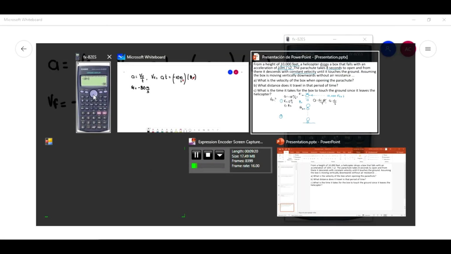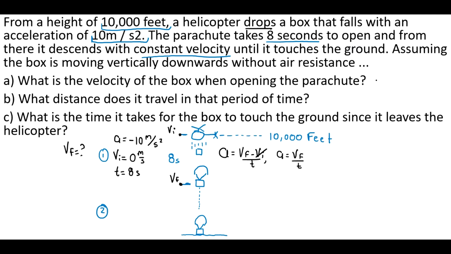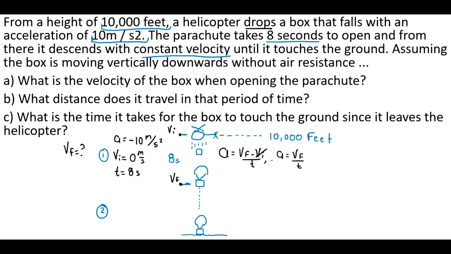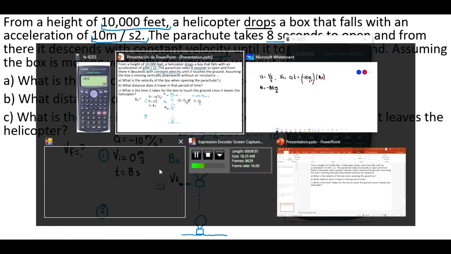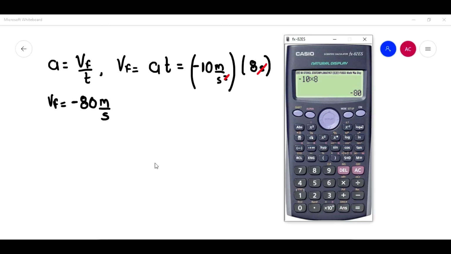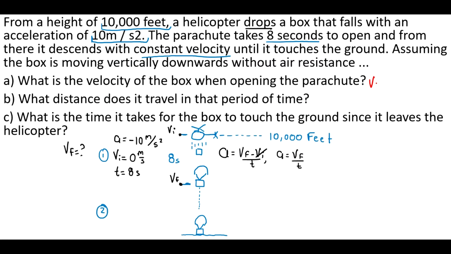Okay, and that answer, I'm going to write it over here in red. Velocity at that point. I'm not going to write final velocity. I used the final velocity because that's the velocity in the formula, but I'm just going to write the velocity at that point is going to be minus 80 meters per second. That's the first answer, and I'm going to circle it.